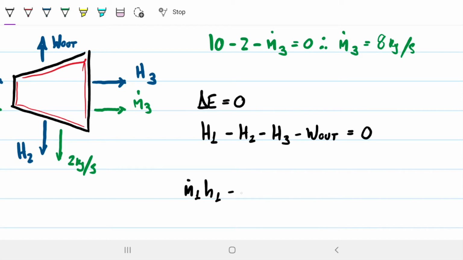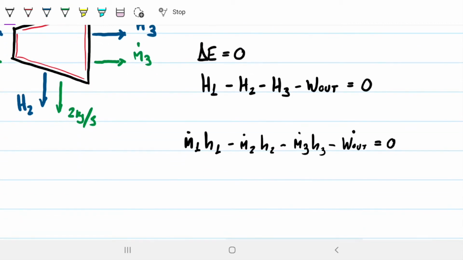So I'm going to rewrite this as mass flow rate of 1, enthalpy 1, minus mass flow rate of 2, enthalpy 2, minus mass flow rate of 3, enthalpy 3, minus the work output, but now with a dot to indicate that this is a rate. Okay, so we can rewrite this and put the work output on the left-hand side. We're saying that 10 times the enthalpy 1 minus 2 times the enthalpy 2 minus 8 times the enthalpy 3 is equal to the work output.